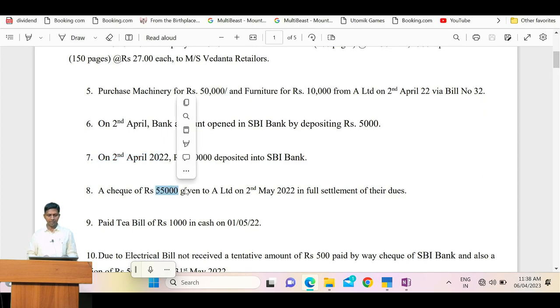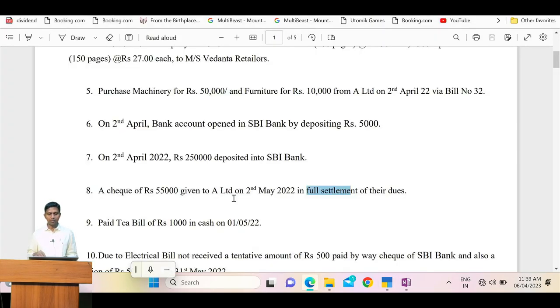Then check of rupees 55,000 given to A Limited on 2nd April in full settlement of their dues. Now check A Limited reference. Here we have purchased 60,000 rupees goods from A Limited, and here what they are saying, check of rupees 55,000 given in full settlement. What is important? This is important. In full settlement. Full settlement, that means what? Again 60, we have given fully 55. That means A will not ask the balance 5,000 because he is satisfied with that 55,000. Again 60, we paid only 55 by doing bargaining. Yes, 5,000 we got the discount.